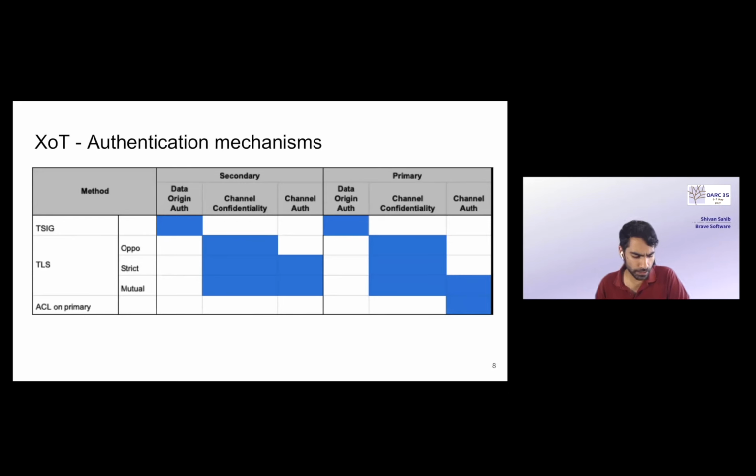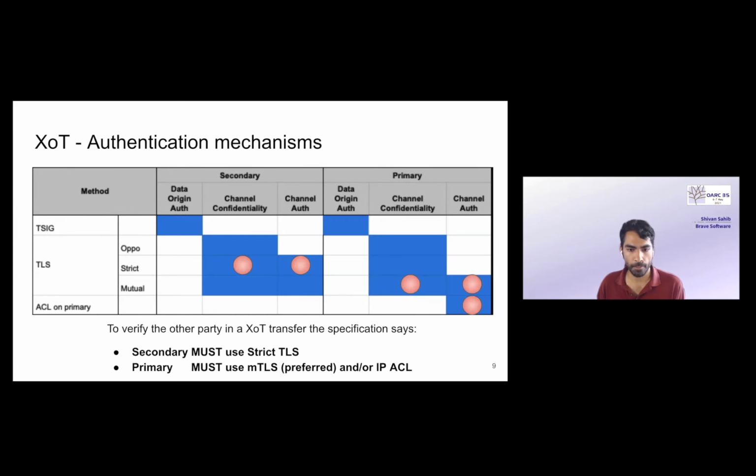And we went into some detail in the draft talking about the authentication mechanisms. And here you can see that we try to set out the properties that we would like. So we would like data origin authentication, channel confidentiality, and channel authentication for both the secondary and the primary. And the security mechanisms that we have for that are TSIG, TLS, with a few different options for TLS, and then ACLs on the primary.